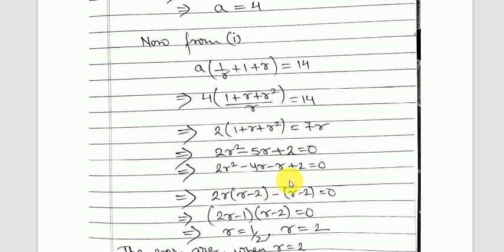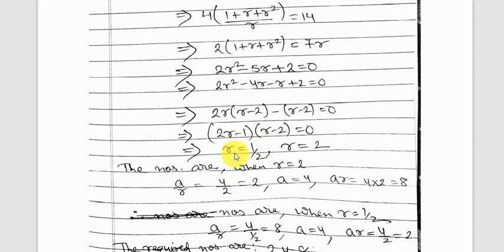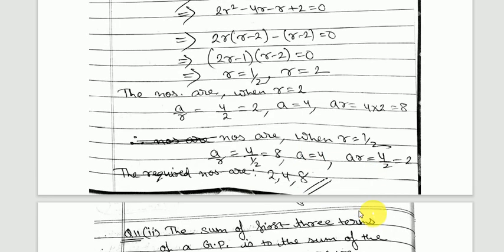Once you put a equal to 4 in equation 1, then you get this. Simplify, and at the end you are getting a quadratic equation. Then simplify further, you'll get 2 values of r: r equal to half and r equal to 2. So when you are taking r equal to 2, in that case a upon r will be 2, a will be 4, ar will be 8. When you are taking r equal to half, the numbers will be in this order, 8, 4 and 2. So the numbers are 2, 4, 8. These are in GP and these numbers satisfy the condition also. Sum is 14 and product is 64.